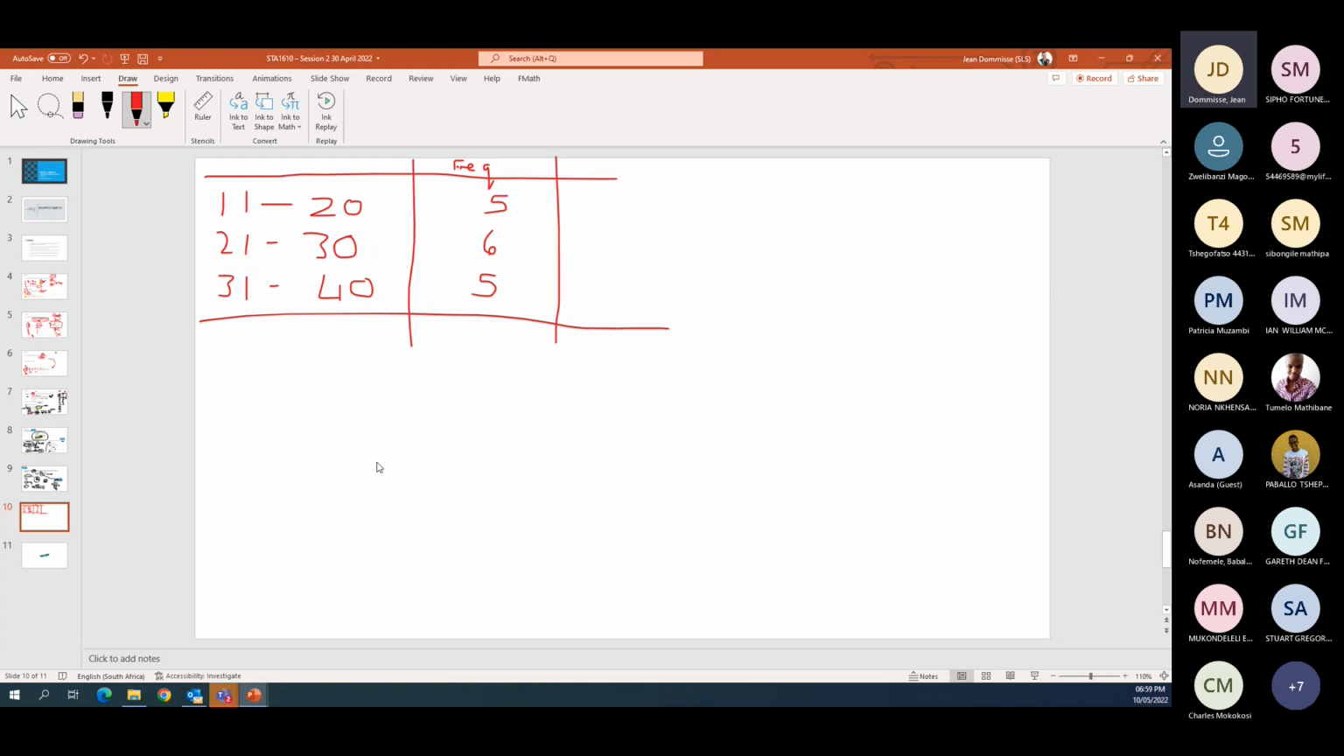Then what they can sometimes ask you is, what is the lower class limit, what's the upper class limit? So what would you have said in this instance is your lower class limit, and what is your upper class limit?